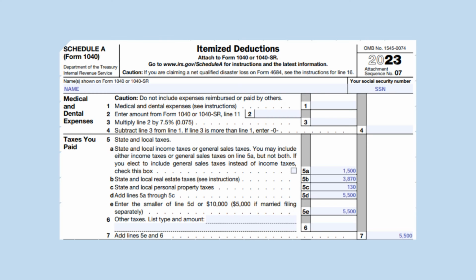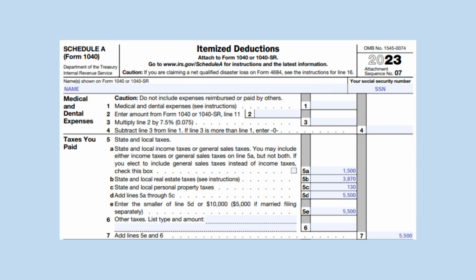On line 5a, you will enter your state and local income tax deduction, which is $1,500, as that is larger than your general sales tax deduction of $974. Next, we will put your property taxes paid on 5b and 5c. On 5b, we will put your real estate taxes.